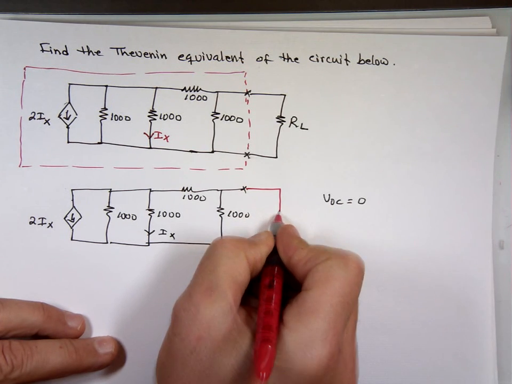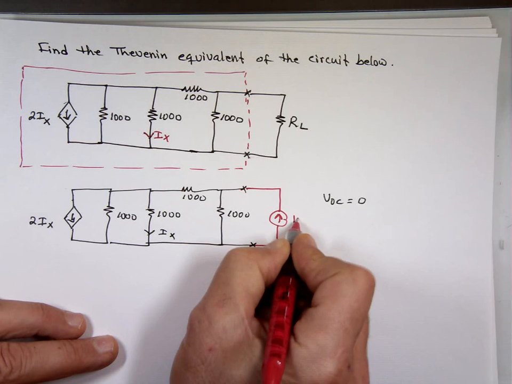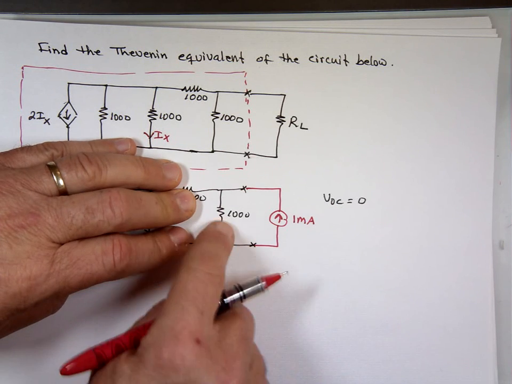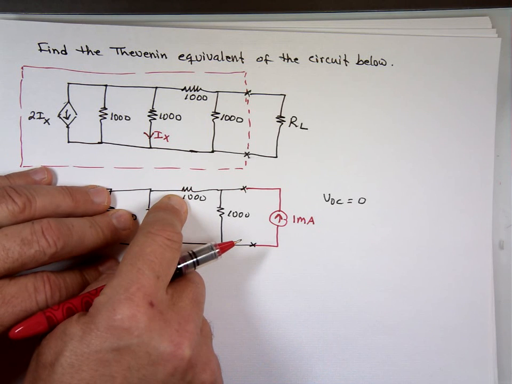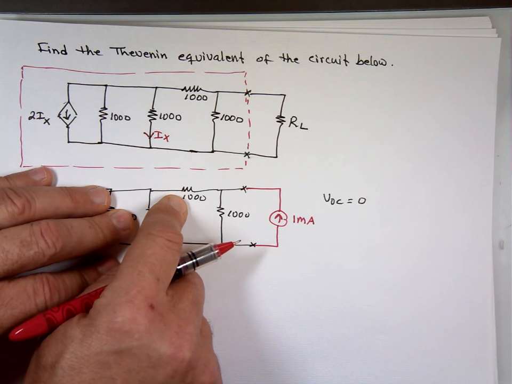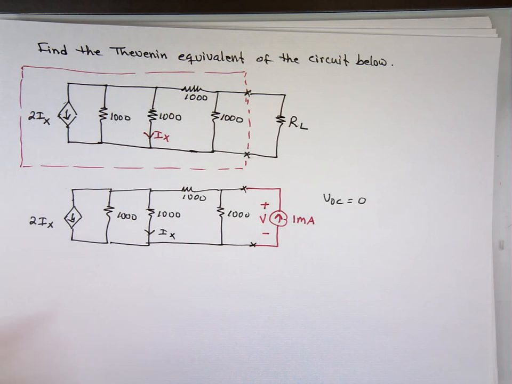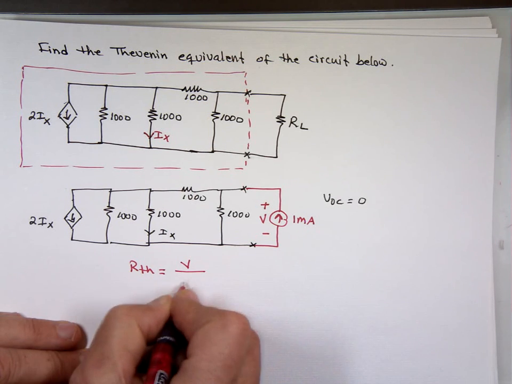The reason I chose current over voltage source, why? Anyone? Because you have current already defined, I sub x. I can do source transformation, right? Simplify that and get this value. So that's one reason. What you want to find is the voltage here, because if you know what that voltage is, R Thevenin is going to be the voltage divided by 1 milliamp.